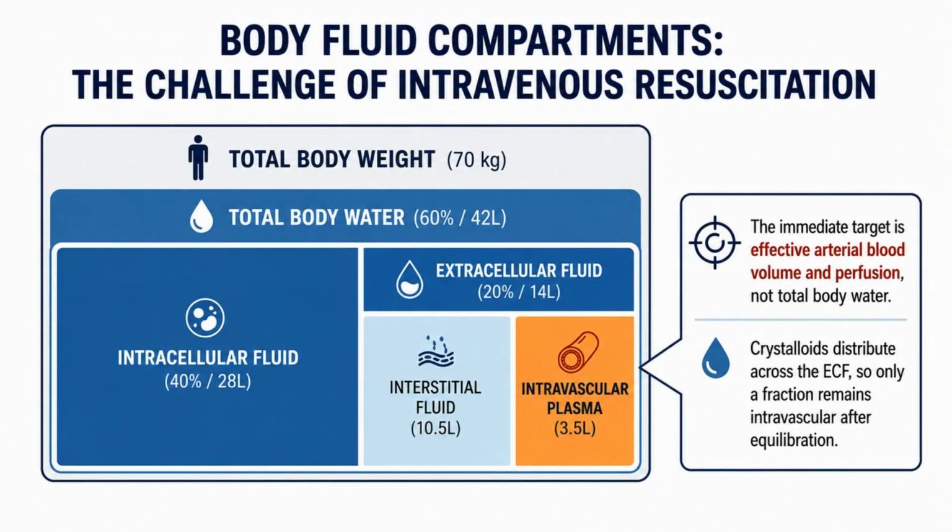A typical 70-kilogram adult has about 42 liters of total body water. Most of that is inside cells. Only about 14 liters is extracellular, and only a small fraction of that, roughly 3.5 liters, is intravascular plasma.